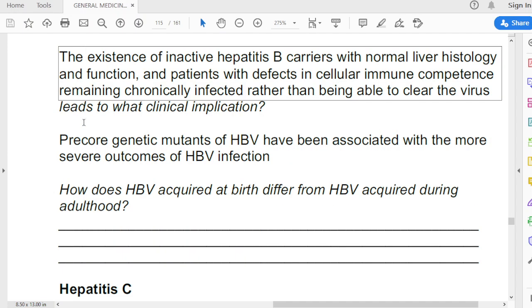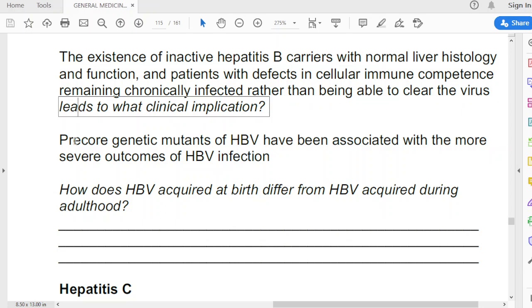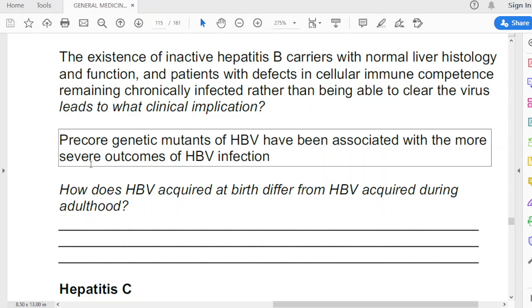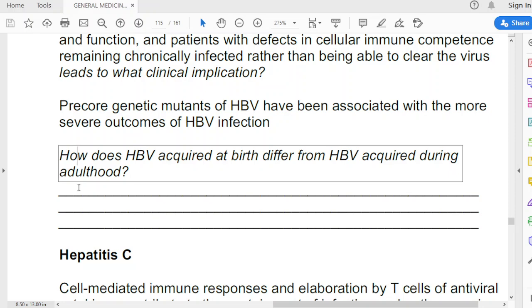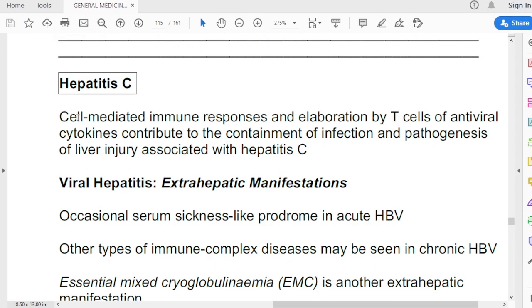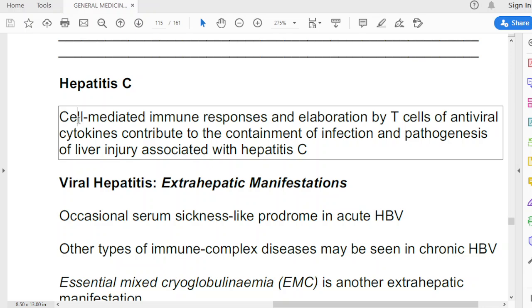Hepatitis B: the existence of inactive hepatitis B carriers with normal liver histology and function, and patients with defects in cellular immune competence remaining chronically infected rather than being able to clear the virus, leads to what clinical implication? Precore genetic mutants of HBV have been associated with more severe outcomes of HBV infection. How does HBV acquired at birth differ from HBV acquired during adulthood? Hepatitis C: cell-mediated immune responses and elaboration by T cells of antiviral cytokines contribute to the containment of infection and pathogenesis of liver injury associated with hepatitis C.